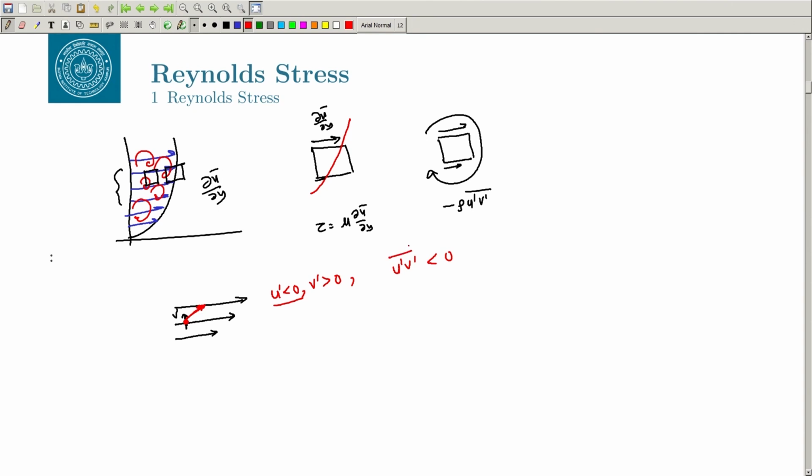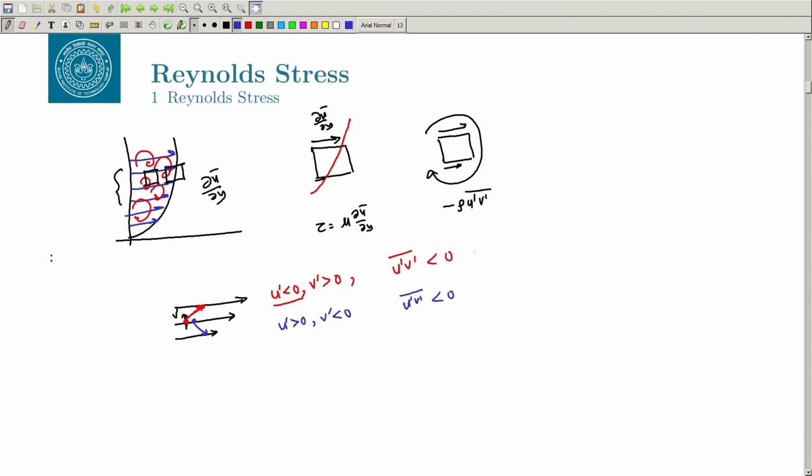Now, think of a molecule which is, let us say, from this layer and it jumps to the bottom layer, right. Now, it has got the higher momentum at the middle layer and it will take that momentum to the bottom layer. So, your U prime will become greater than 0, but now in this case your V prime is less than 0, right, because it is coming from the middle to the bottom. So, in this case also your U prime V prime bar will become less than 0.